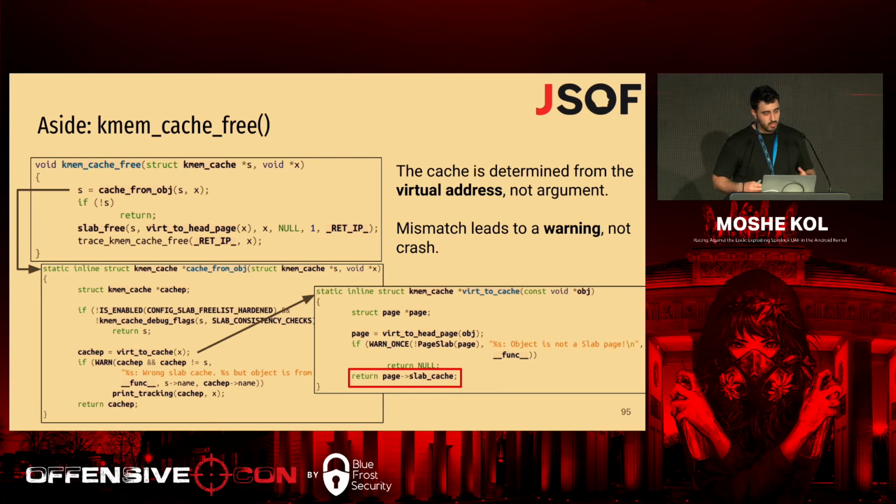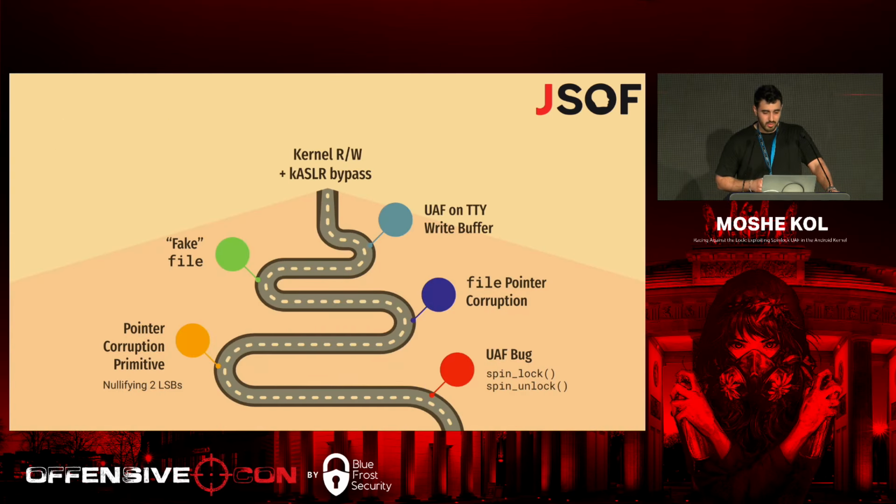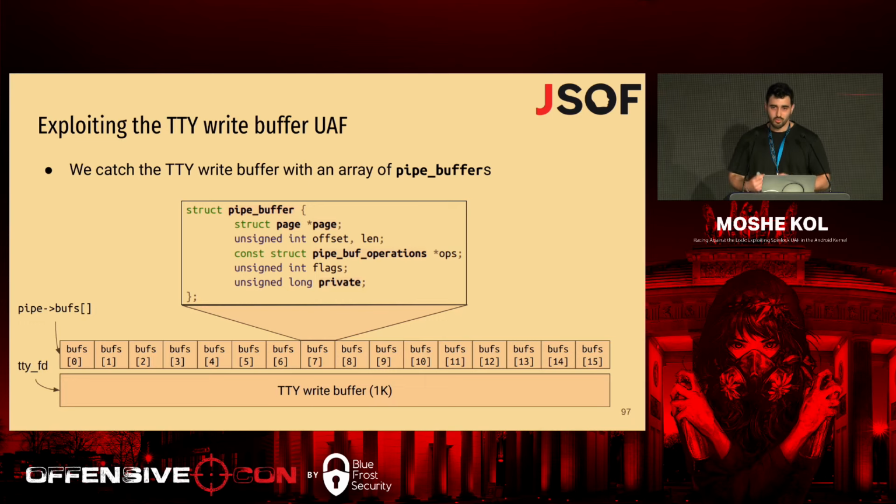And in case of a mismatch, the kernel just issues a warning and happily returns it to the kmalloc-1k cache slab. So at this point, we have a use-after-free on the TTY write buffer. With one more step, we will reach our ultimate goal. What we are going to do is reallocate this memory location with an array of pipe buffers. And why pipe buffers? Because they are useful.